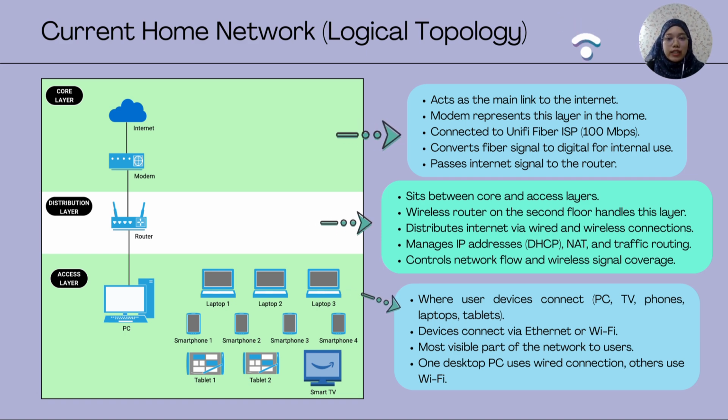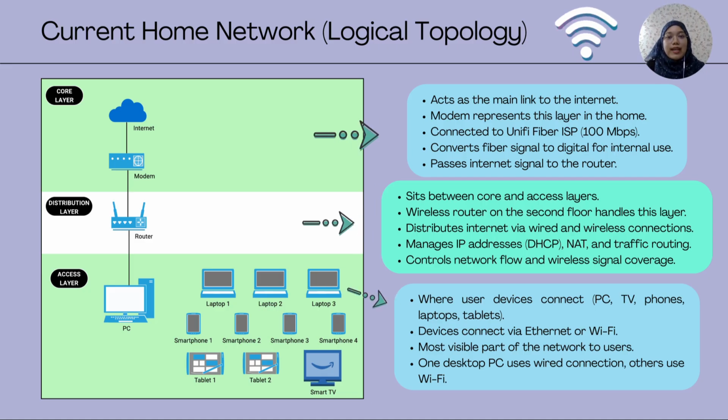Next is the distribution layer, which is placed between the core layer and the access layer. In this home network, the wireless router, which is placed on the second floor, performs this role. Once the modem passes the internet signal, the router is responsible for distributing it to devices throughout the house in both wired and wireless. The router handles network management functions such as IP address assignment via DHCP, network address translation (NAT), and routing traffic between different devices. It also provides wireless signal coverage and acts as a central controller that directs the traffic efficiently. This layer plays an important role in managing network performance and ensuring seamless connections between devices and the internet.